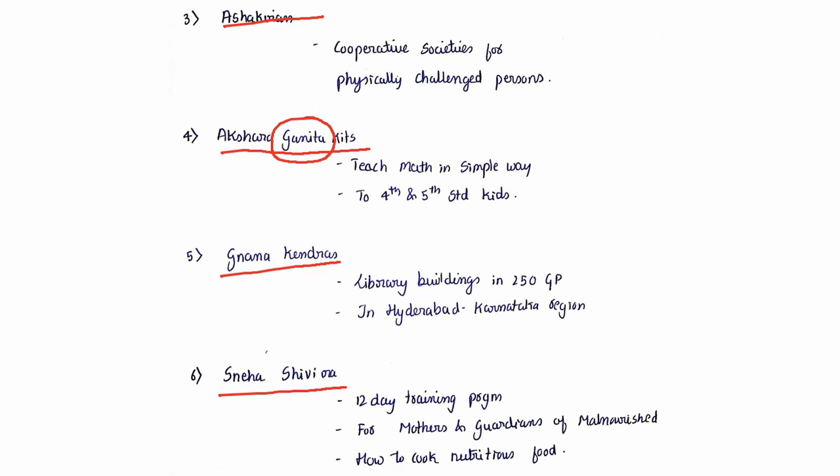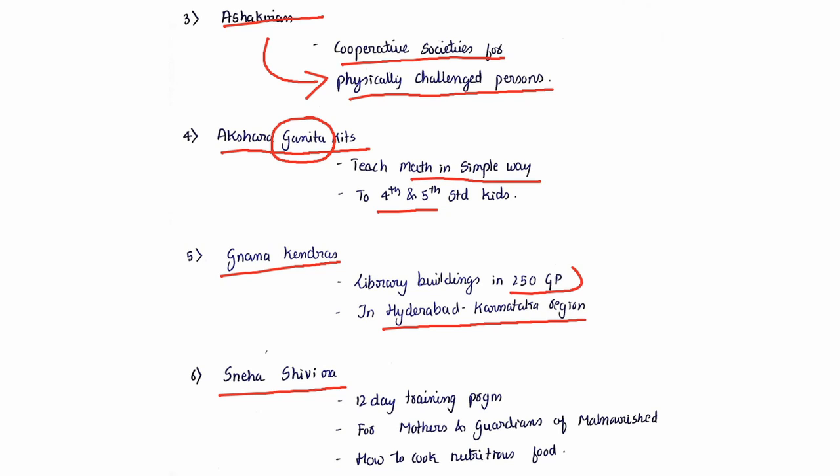So Asha Kiran is for physically challenged persons. Cooperative societies will be set up for physically challenged persons. Then Akshara Ganita. Akshara Ganita Kids, that is to teach math in a simple way, so that learning math will be simple for 4th and 5th standard kids. Next one is Jnana Kendras. This is for the Hyderabad Karnataka region, and 250 Grama Panchayats will have library buildings.